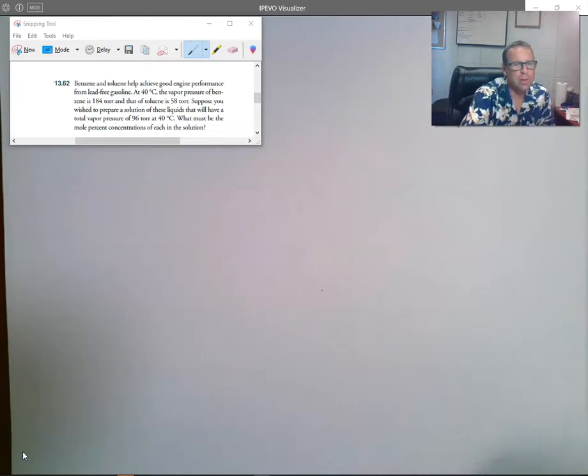All right, so we have 13.62. Benzene and toluene help achieve a good engine performance from lead gasoline at 40 degrees Celsius. The vapor pressure of benzene is 184, and that of toluene is 58. Different temperatures now, so different vapor pressures, right? Suppose that you wish to prepare a solution of these liquids that will have a total vapor pressure of 96 torr. What must be the mole percentage concentration of each of the solutions?